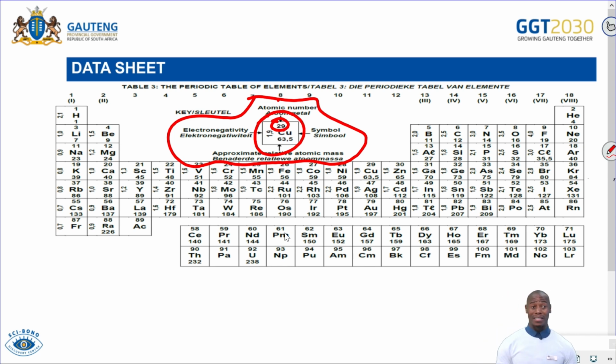That is the atomic number, which is the number of protons in the nucleus of an atom. So we have the atomic number there. And then the number at the bottom, for example this 63.5, is the relative atomic mass. So where do we get the relative atomic mass? From the periodic table.